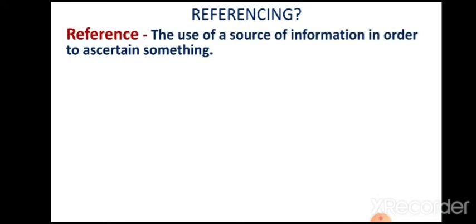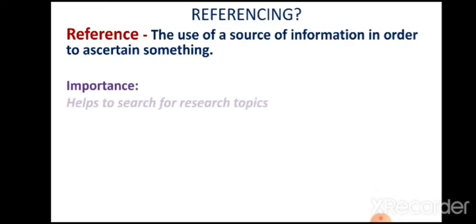The word reference means the use of a source of information in order to ascertain something. That means whenever you are writing a sentence, you are not writing that sentence blindly, or it may not be your own sentence. So, in order to support the ideas described in that particular sentence, you need to cite some support, and that supporting information will authenticate the sentence. In order to increase the authenticity of the information you are writing, we need to provide some quotations or some kind of citations. That is called a reference.